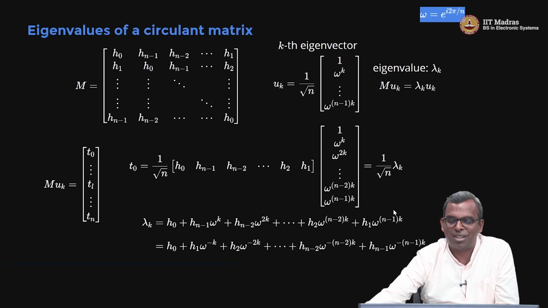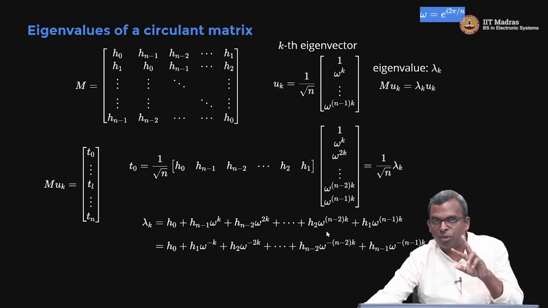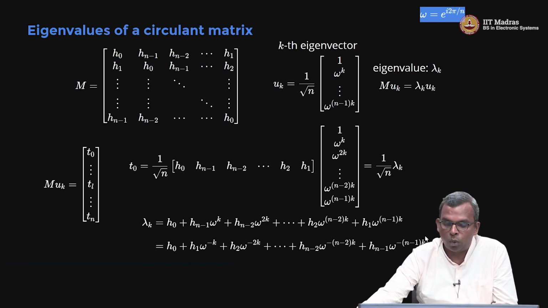Convince yourself that this is true. Omega power n minus 1 is the same as omega power minus 1, so that whole thing raised to the power k is omega power minus k. Same thing here, omega power n minus 2 into k is omega power minus 2k, and so on. In the same way, hn minus 1 omega power k I will write as omega power minus n minus 1 into k. All of these are written in terms of this minus sign so that you get this very nice looking equation: h0 plus h1 omega power minus k, h2 omega power minus 2k, and so on till hn minus 2 omega power minus n minus 2 into k. Whatever the coefficient h, hn minus 2, you simply do omega power minus n minus 2 into k. So this nice looking expression is my lambda k.